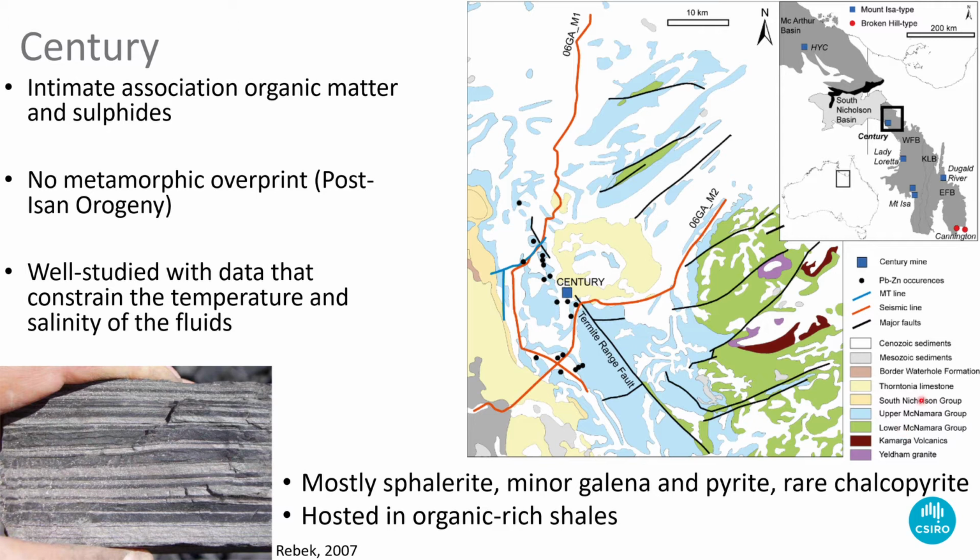Geographically, the deposit is located in the western fault belt of Mount Isa in Northern Australia, and it occurs on the Termite Range faults. The deposit consists mostly of sphalerite, minor galena, and pyrite, and the ore minerals are hosted in organic-rich shales with a TOC of about 3%.